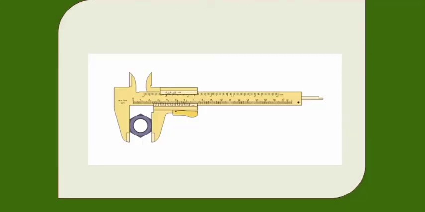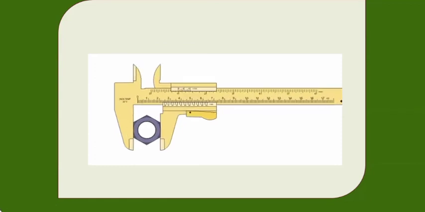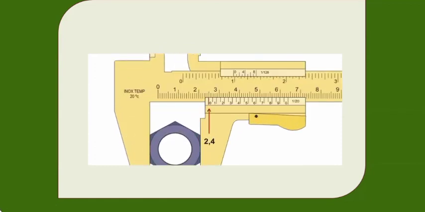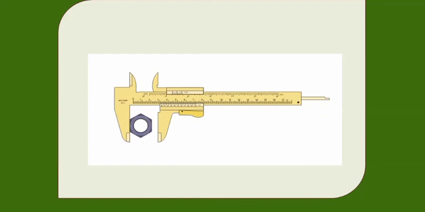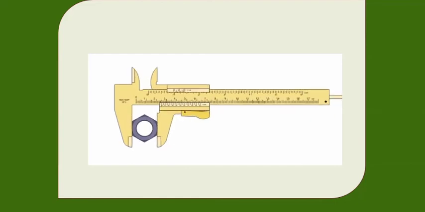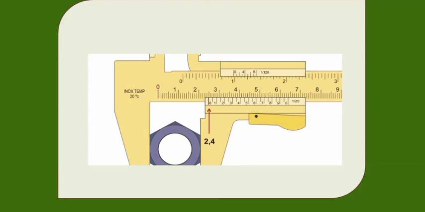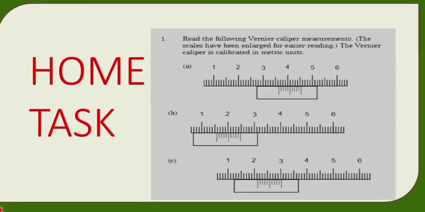Now you can observe the reading in this case easily. Here is no zero error. The main scale reading will be 2.4 and the vernier scale reading will be 0.07. Now I hope you will understand how to take a reading from the vernier caliper and its use. Here is your home task.